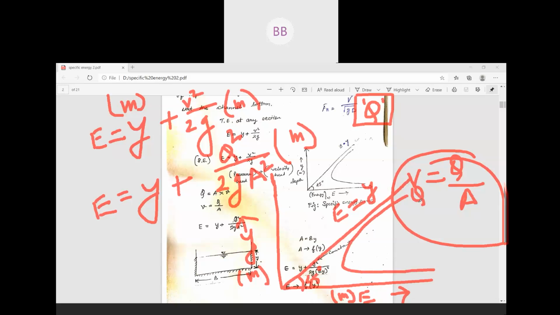Then for the same channel, if you change the discharge, you will get another specific energy curve but in the same area. So this is q1 and this is q2. Again you change the discharge, other parameters are the same, for that same channel, you will get another specific energy curve.